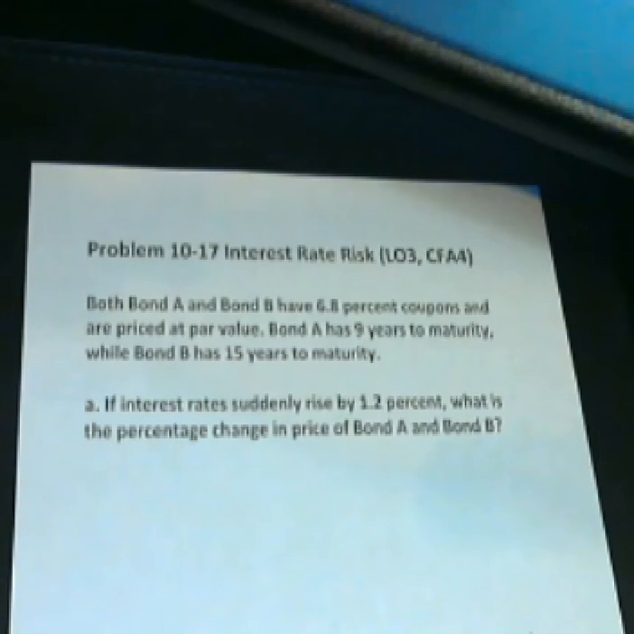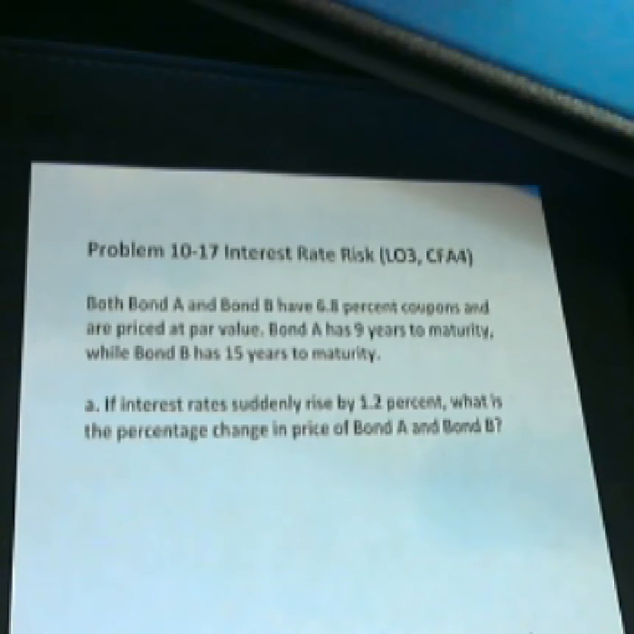So in this particular case, we have two bonds, both with a 6.8% coupon rate. They're priced at par. What's that tell us about the yield to maturity? CYPF, coupon rate equals yield to maturity means price is equal to par. So the yield to maturity on both of these bonds is also 6.8%. Bond A, 9 years to maturity. Bond B, 15 years to maturity. So we start off with both yields to maturity at 6.8%.